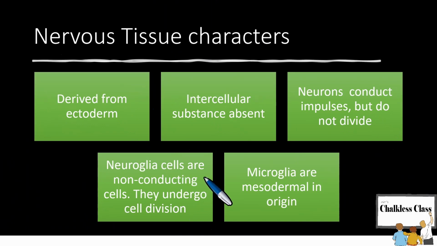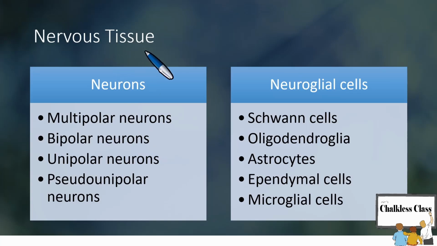And in the neuroglia, there are phagocytic cells, microglia. These microglia are mesodermal in origin, and the rest of the neuroglial cells and neurons are derived from ectoderm. Now, the classification of nervous tissue. This tissue is divided into two types, neurons and neuroglial cells. Neurons are the longest cells in the body, and these neurons are of several types: multipolar neurons, bipolar neurons, unipolar neurons, pseudo-unipolar neurons.